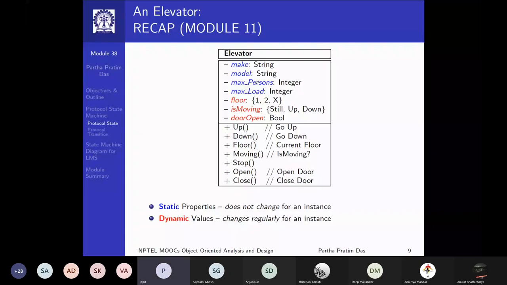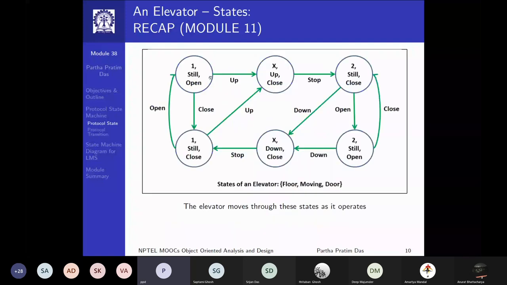static properties, which just describe the make, the model, which does not change. But the red ones are the dynamic values. That is, as the elevator moves through the shaft going up or down, it has the dynamic behavior of which floor it is in, if it is moving or standing still, if it is moving up, moving down, whether the door is open or not. And based on that, you have a more detailed protocol state machine for that.